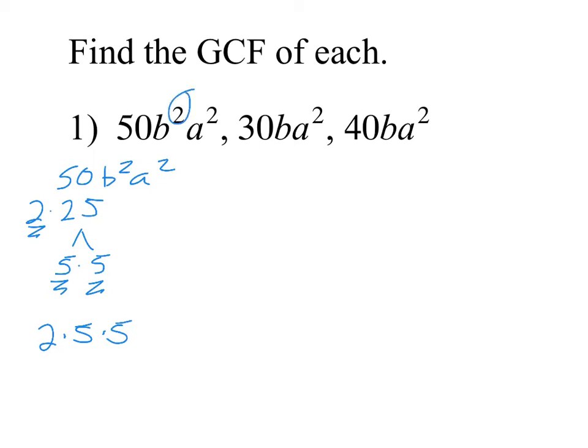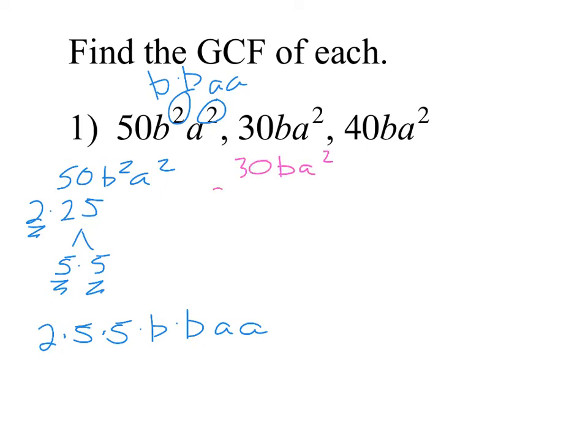Then b to the second power, the factored version, is going to be b times b. And finally, the factored version of a to the second is going to be a times a, because it's multiplying two a's. So I fully factored the first trinomial. I'm sorry, that's not a trinomial. That's a monomial.